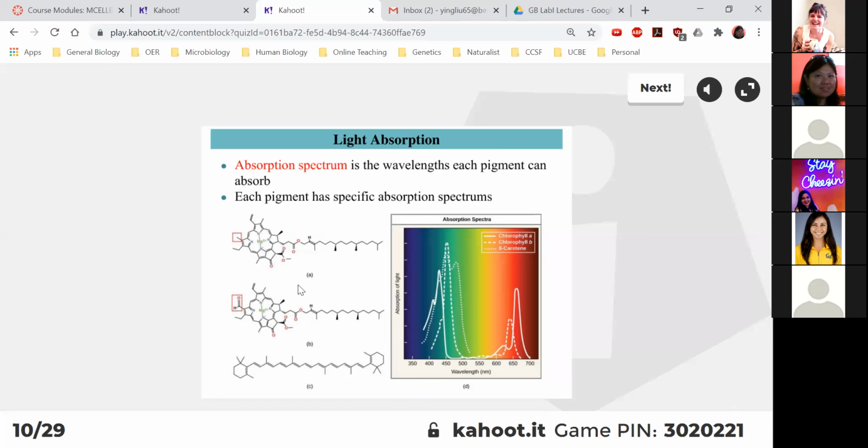Chlorophyll B is kind of similar. If you look at the structure, it's similar to chlorophyll A. It's this dotted line over here. It also absorbs in the bluish area and then in the reddish area. But you can see that the peaks are not completely overlapping each other, so it can gather some light energy that chlorophyll A cannot. And for carotene, the peak also shifted a little bit away from chlorophyll A, so they can gather some light that chlorophyll A cannot.